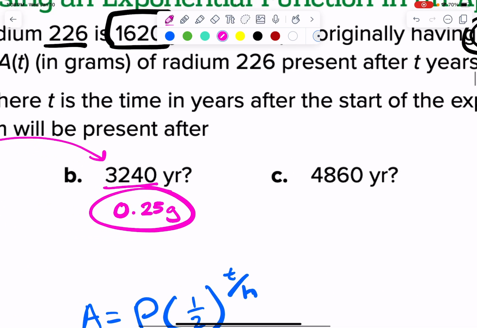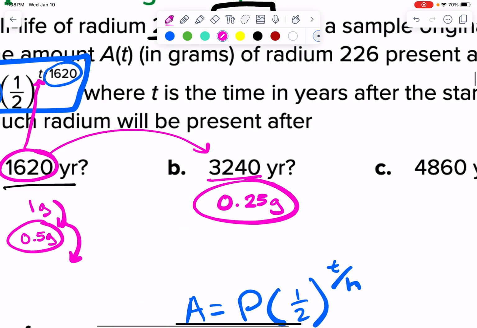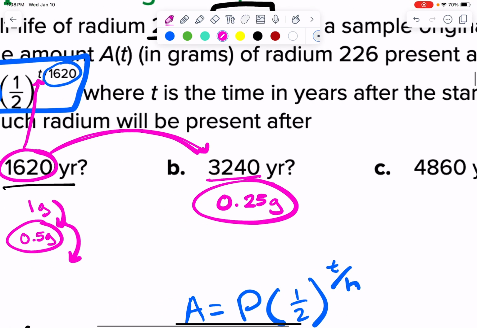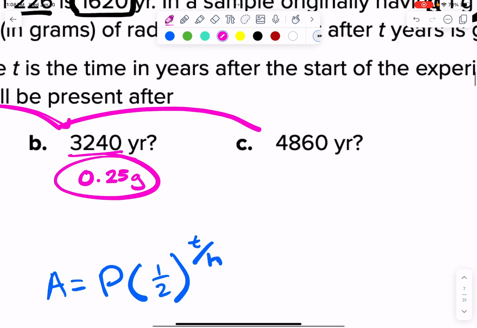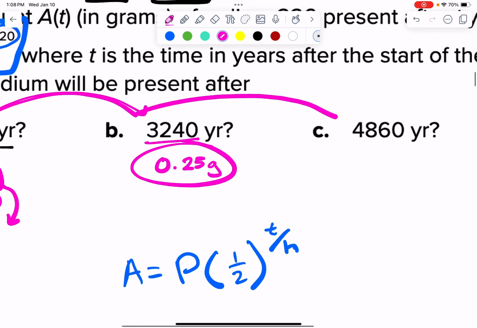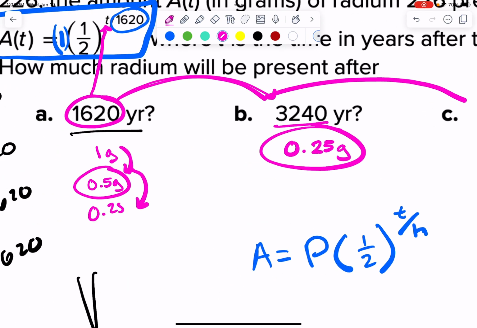Okay, 4860, they went in intervals. That's 3 splittings in half. Well, that was kind of anticlimactic. That's not very much fun. This is splitting in half 3 times. So your 0.25 is then going to split in half, right? So it's going to be 0.125 grams, okay?